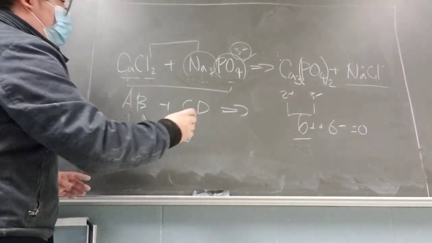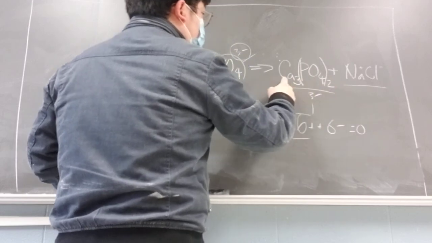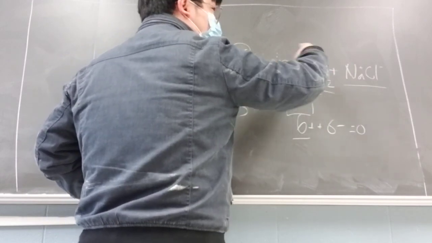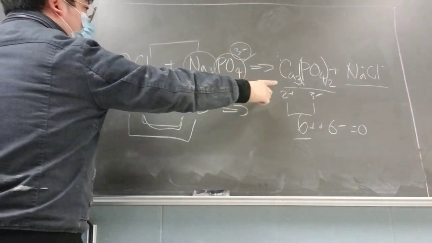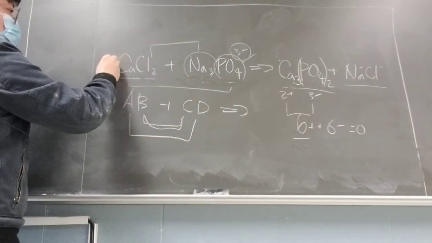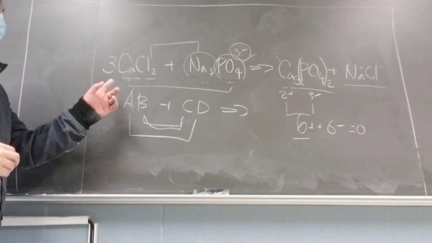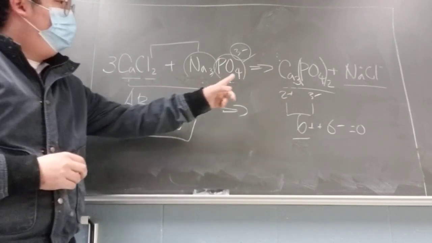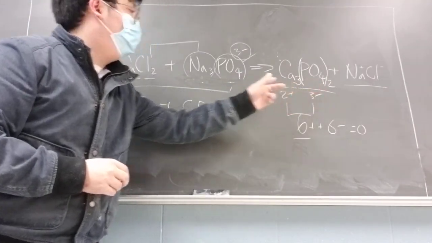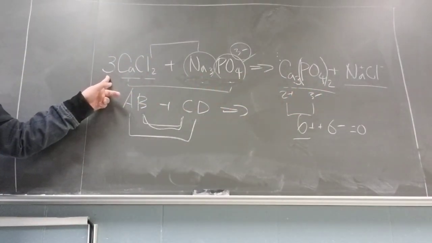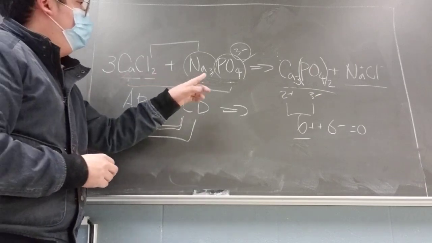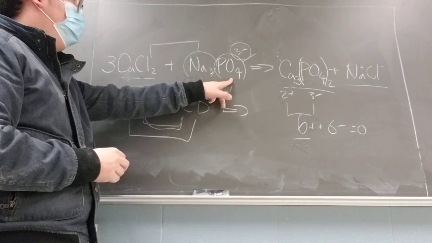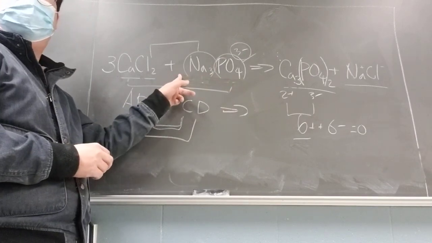So think about it. If you need to have three calcium and two phosphate for one calcium phosphate, you need to have here at least three, because each calcium chloride has only one calcium in it. To make one calcium phosphate, you need to have at least three over here. Makes sense, right? And here it's saying you have to have two at least for phosphate. You only have one phosphate in sodium phosphate, so it has to be two.